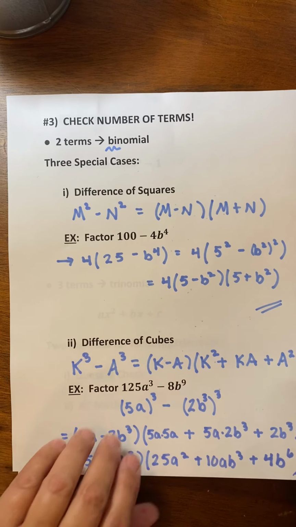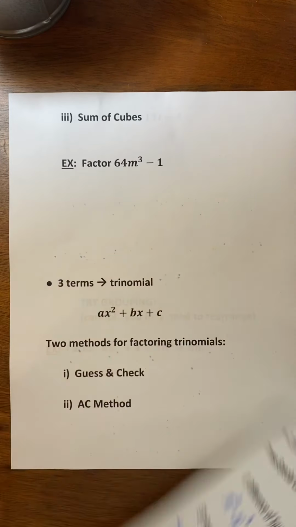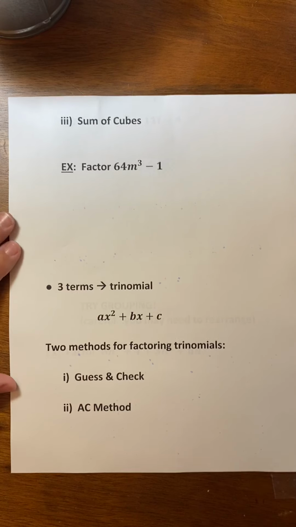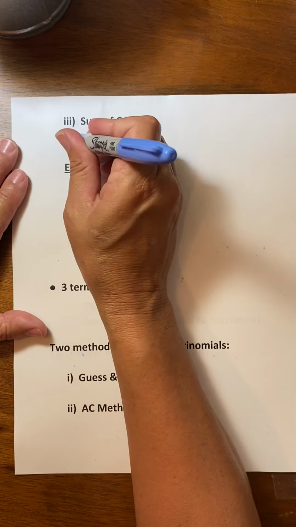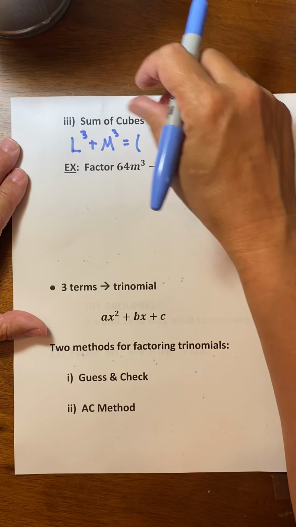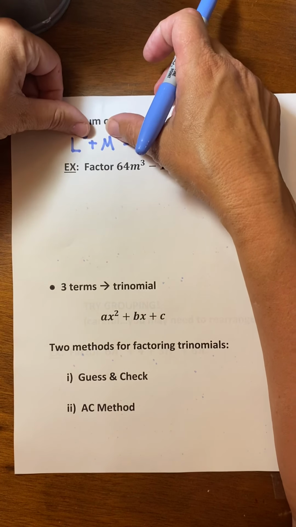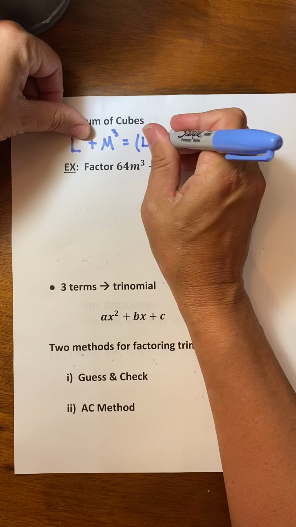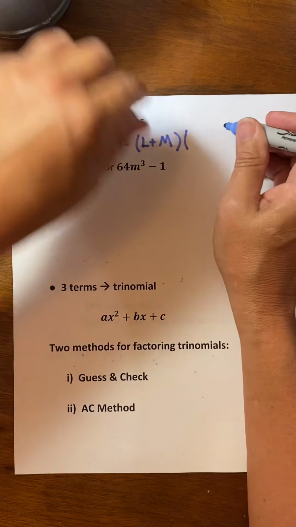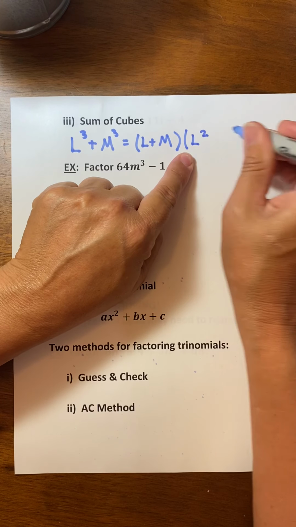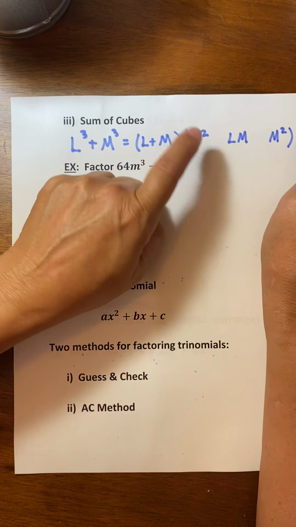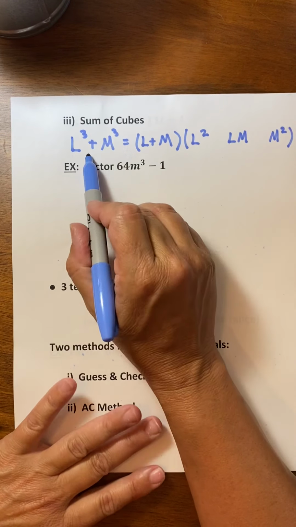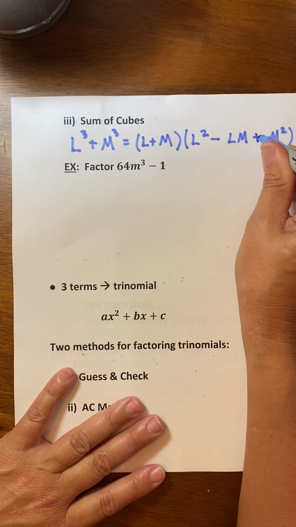Difference of cubes. So when we look at, we have 3 special cases with our trinomials. The last one is the sum of cubes. So L cubed plus M cubed is, well, the first factor, take off the power off of the L and the M. L plus M. And what's going to go here is L times L. What's going to go in the middle is L times M. What's going to go on the end is M squared. We start with addition, same sign, opposite sign, positive.